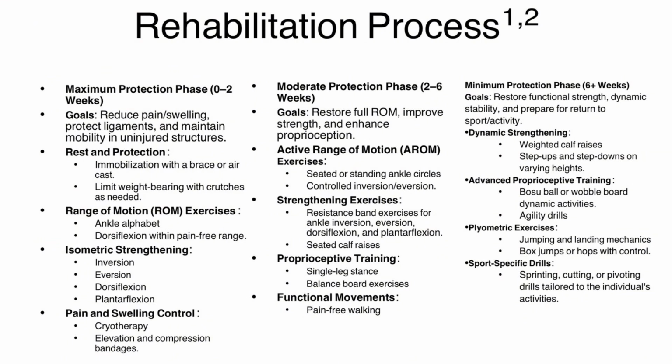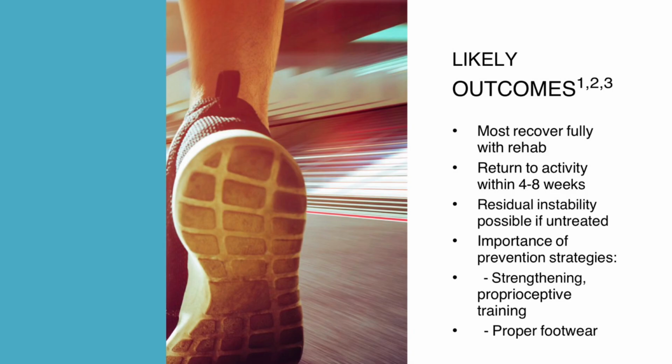So for the likely outcomes, most individuals with a grade 2 lateral ankle sprain recover fully with appropriate rehab. They typically return to activity within 4 to 8 weeks. However, if the condition is left untreated, residual instability may occur, increasing the risk of recurring injuries. Prevention strategies are crucial to avoid long-term complications and enhance ankle stability. These would include targeted strengthening exercises, as I stated earlier, proprioceptive training to improve balance and neuromuscular control, and wearing proper footwear that supports the ankle during high-risk activities.